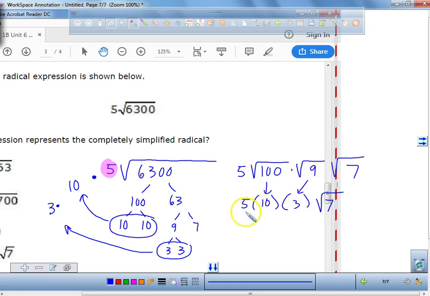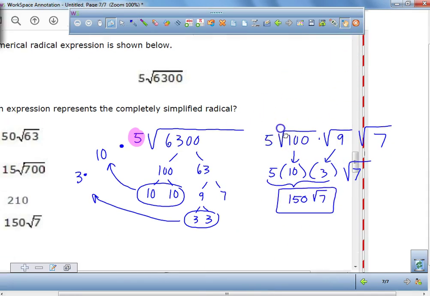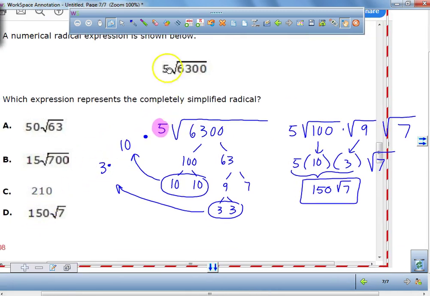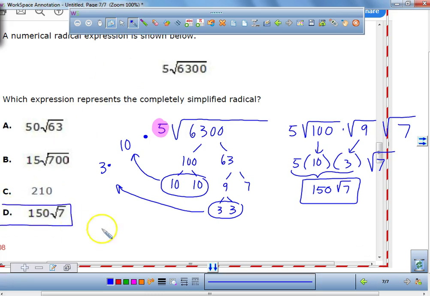What is 5 times 10 times 3? 5 times 10 times 3. 50 times 3 is 150. Your simplified answer is 150 radical 7. 3 times 10 times 5, 150. The answer to this problem is answer choice D.